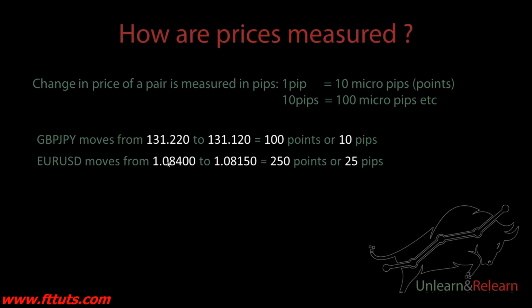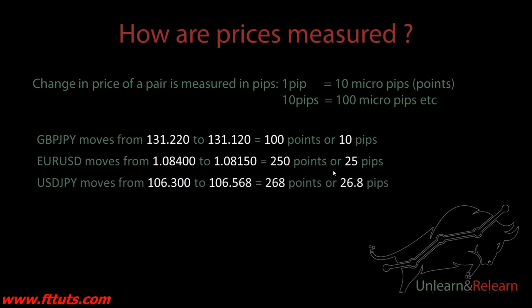So let's say I had a sell order at 1.08400 and price moved down to 1.08150, this means there was a change of 25 pips. So now I'm positive 25 pips. But if you had a buy order at this point, then you're going to say, okay, now I'm in negative 25 pips.